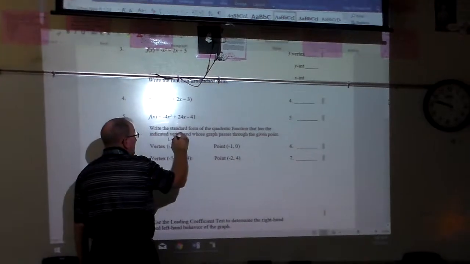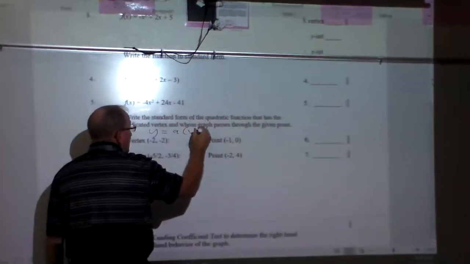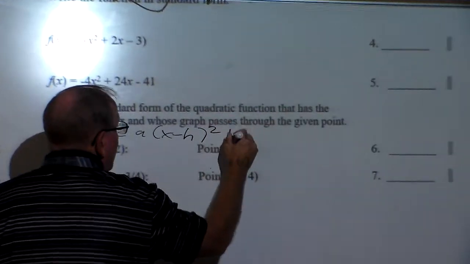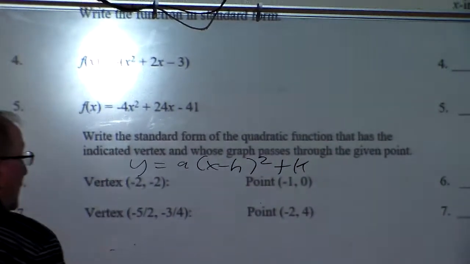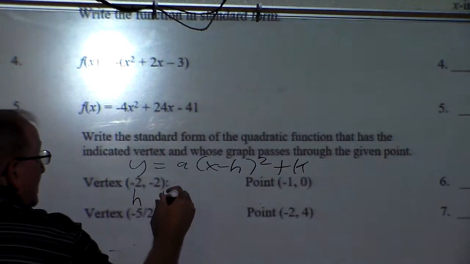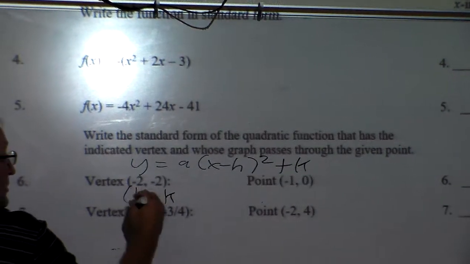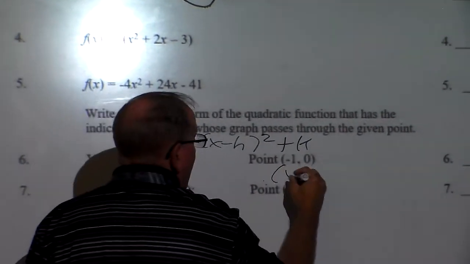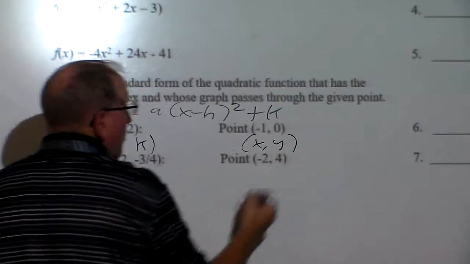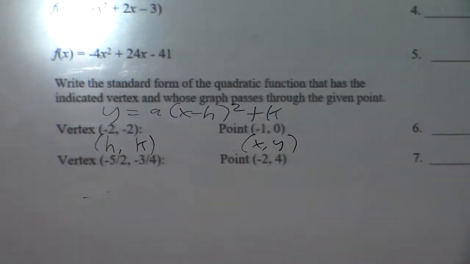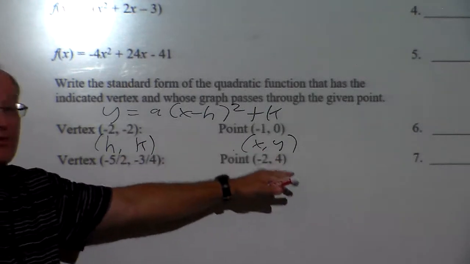Here's our formula: y equals a times (x minus h) squared plus k. And here's what's really nice. Here is h, here is k in both of those, and here is an x and here is a y. So all I'm going to do is this. I need to find a, so I'm going to go up here and plug these four numbers in.